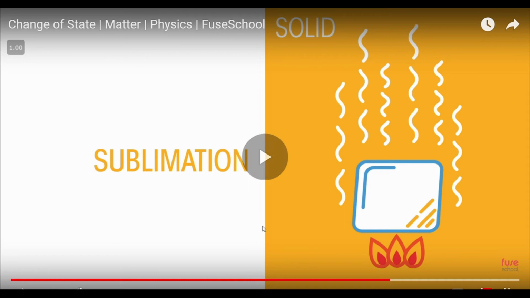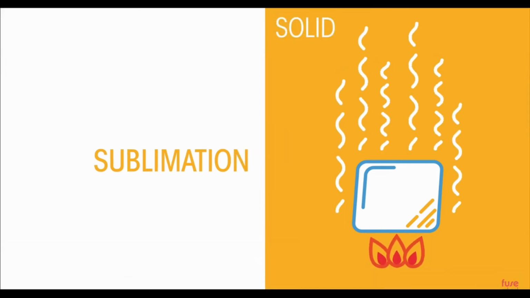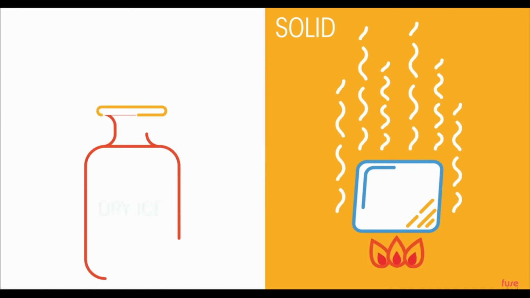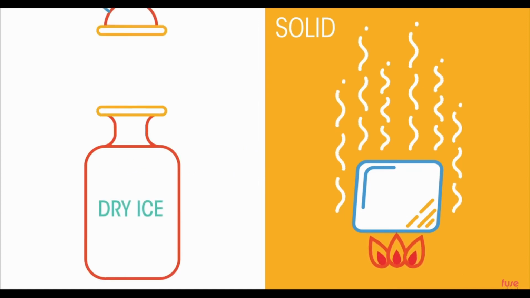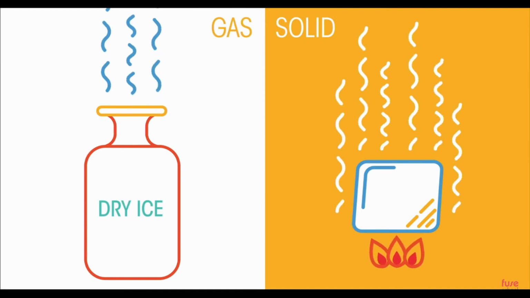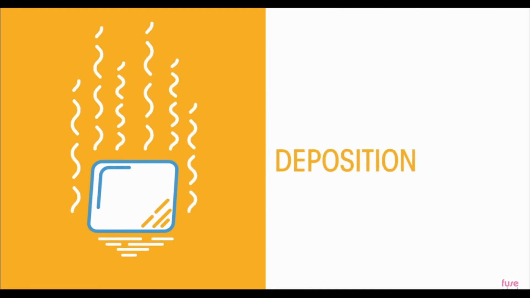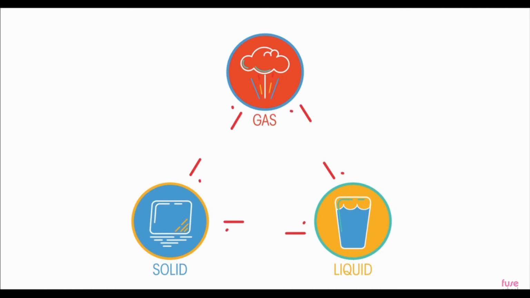This is only demonstrated by particular materials such as solid carbon dioxide, also known as dry ice. When subjected to a certain pressure, it will turn straight into gaseous carbon dioxide. Liquid carbon dioxide does exist, but it only occurs under very high pressures. Similarly, gases can turn straight into solids when cooled. This is called deposition.